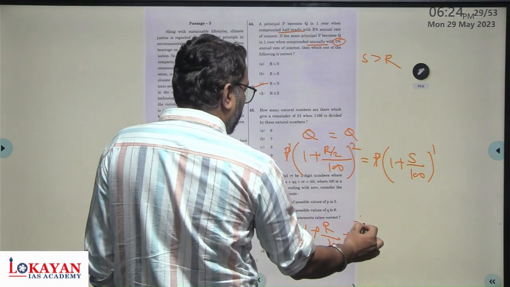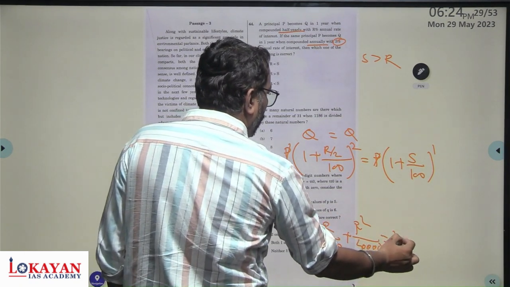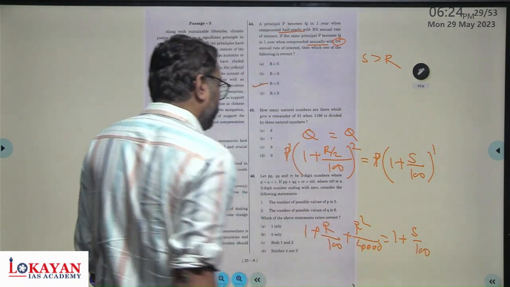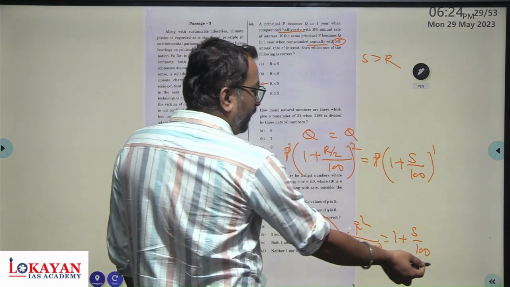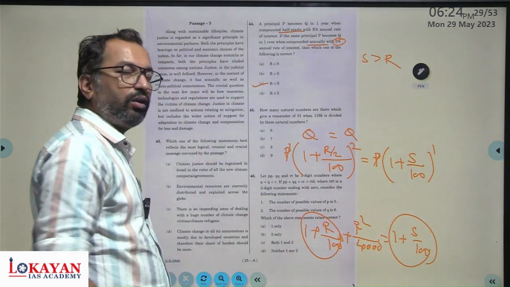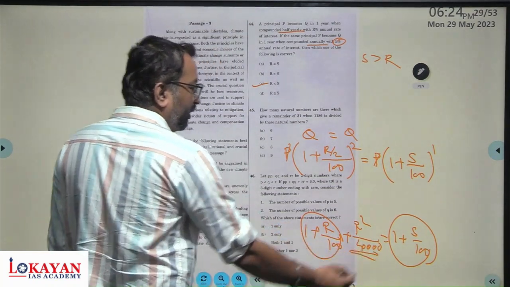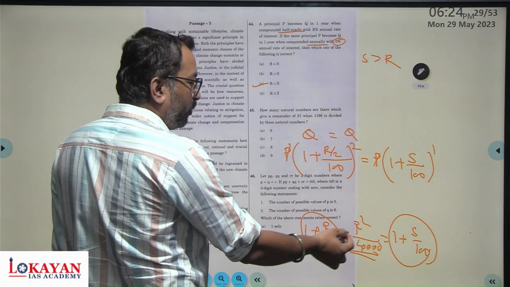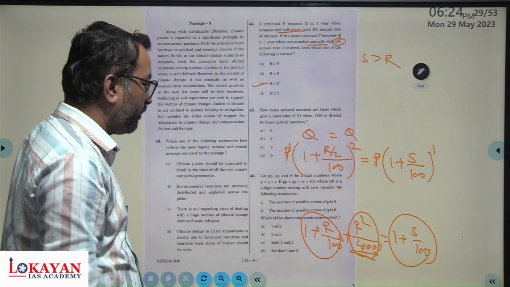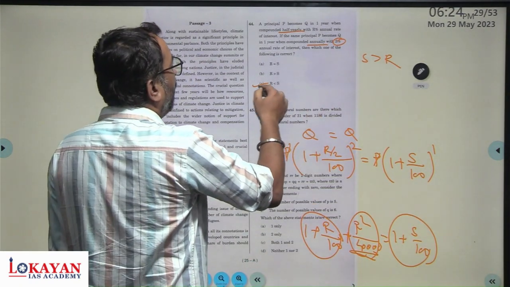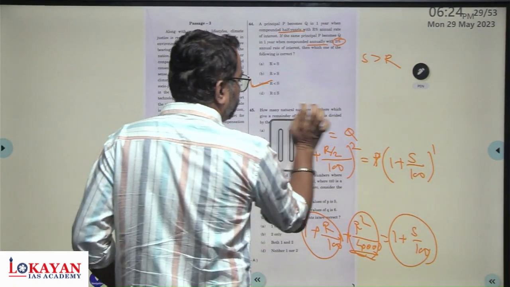plus r square by 40,000 का square क्या होगा? is equal to 1 plus s by 100. Now look at left side 1 plus r by 100 और look at right side 1 plus s by 100. अगर इतना ही होता तो हम सेम कह देते r is equal to s. बट लेफ्ट साइड में हम कुछ ऐड कर रहे हैं. इसका मतलब क्या है? r must be a smaller value so that we have to add something, then it becomes equal to 1 plus s by 100. That's why r is going to be smaller than s.